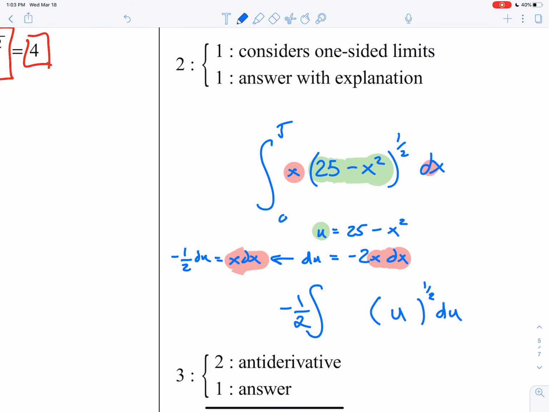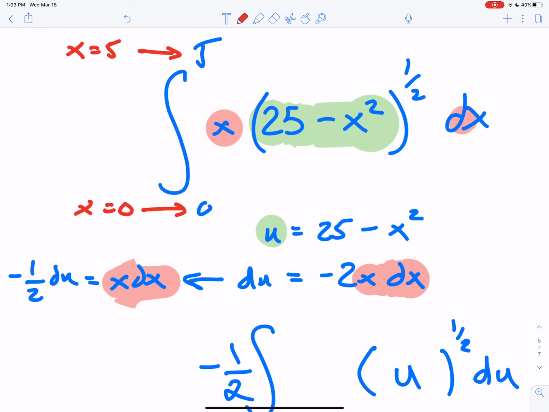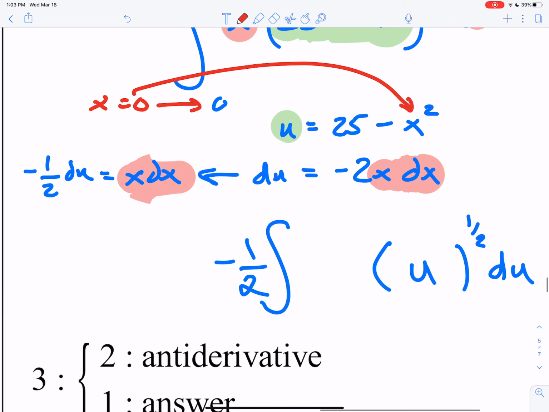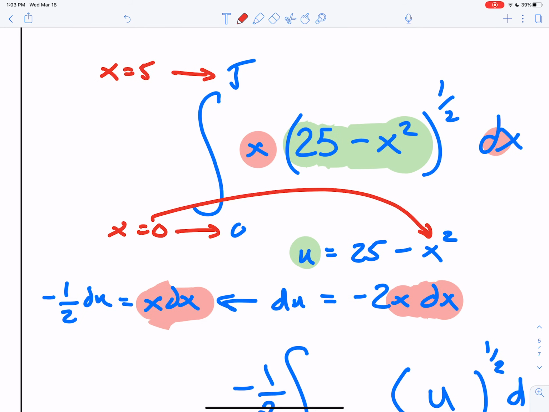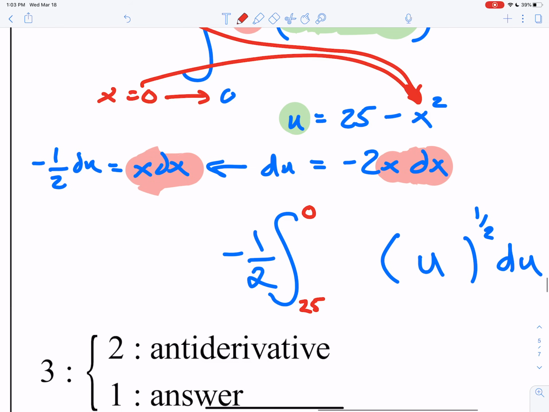Now here, if everything is in terms of u, that means your bounds have to be in terms of u as well. So notice how your limits or your bounds are currently at 0 and at 5. This is when x is 5 and this is when x is 0. So what you do is now, what if x was 0? If x is 0, then u comes out to actually 25. So your new lower bound is actually 25. Now, what if x was 5, right? 5 squared is 25. 25 minus 25 is 0. So your new upper bound is going to be 0.